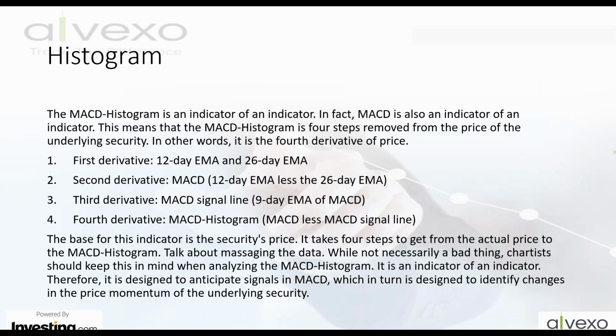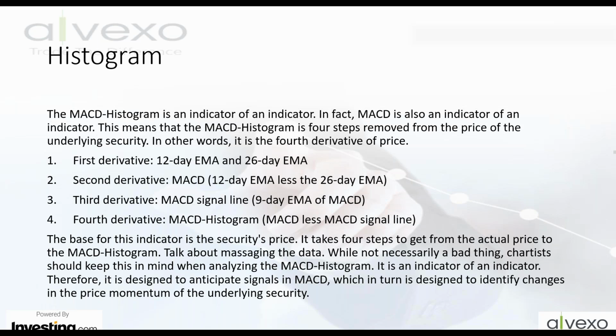Now, remember, I said the MACD histogram is an indicator of an indicator. It is actually all the way down to the histogram. It is a 4-step derivative from price. The first derivative is the 12-period EMA minus the 26-period EMA. There's the 12 and the 26 put on your chart. The second is the MACD line you put below, which is the difference between the 12 and the 26. The third derivative is the MACD signal line, which is just a 9-period moving average of the MACD line, and the fourth derivative is the histogram. The basis of the indicator is always the asset's price. It takes 4 steps to get from the actual price to the histogram.